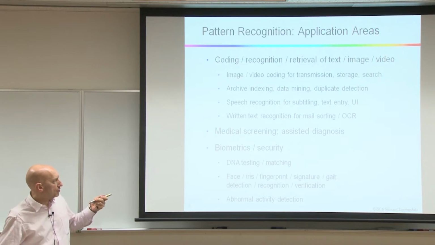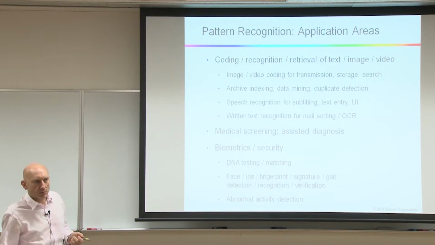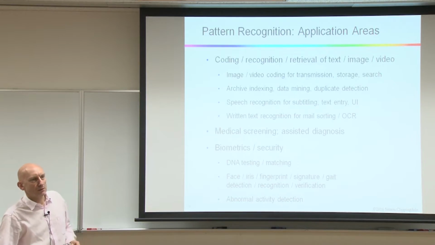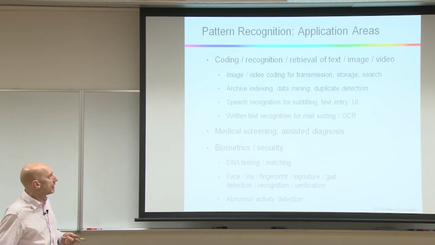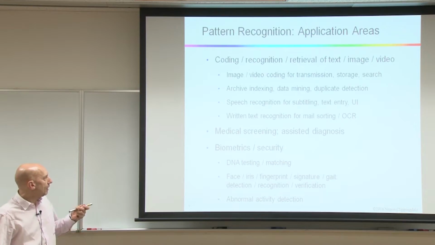Written text recognition for mail sorting, recognizing addresses on envelopes. The post office are pretty keen on that. Optical character recognition for turning scanned documents into text. Medical screening and assisted diagnosis is quite an important area in image recognition. And then biometrics and security is probably the biggest area for a lot of this stuff.